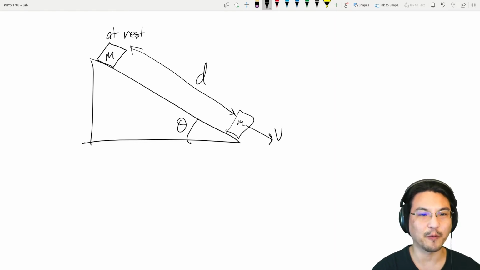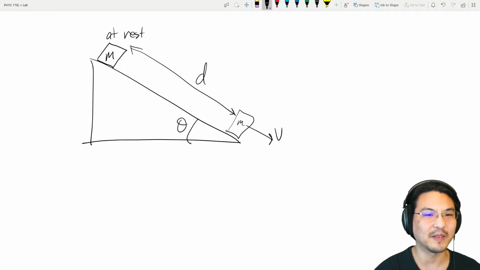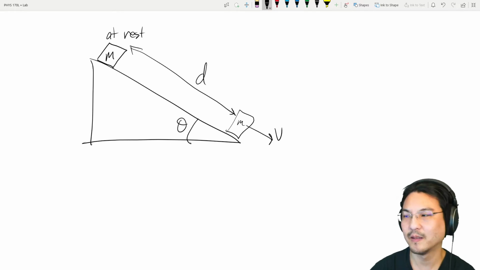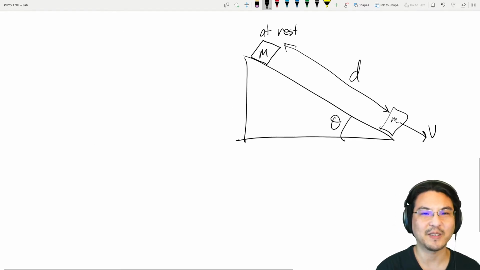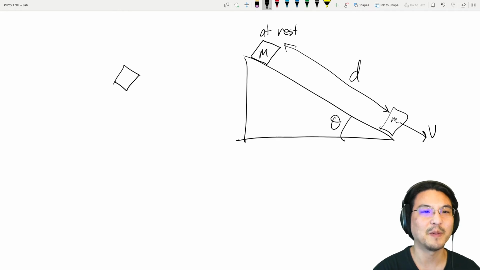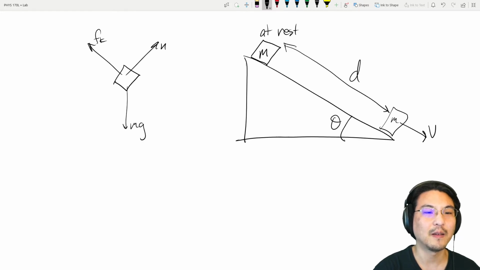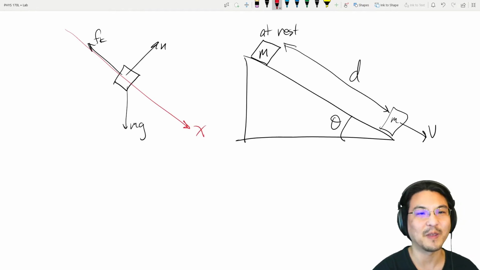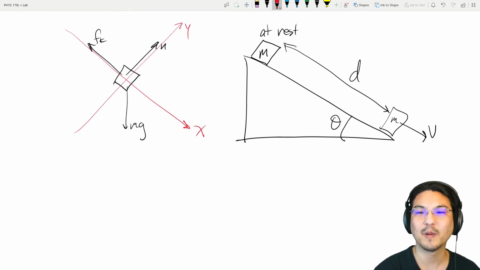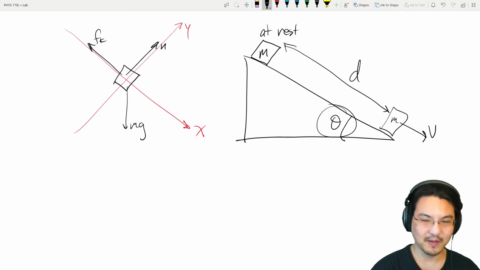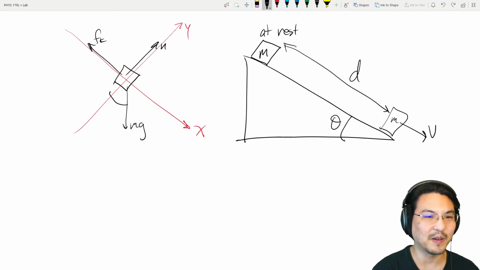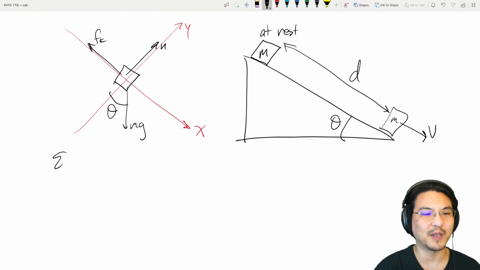Right, so what does the free body diagram of the object look like as it's sliding? I'll draw it. Let me make some space. Okay, so as your object is sliding down the ramp, it's normal force, friction, and weight. And if it slides this way, I'm going to pick a coordinate axis going that way, and then perpendicular to that. Okay, and the angle here is the same as the angle right here.